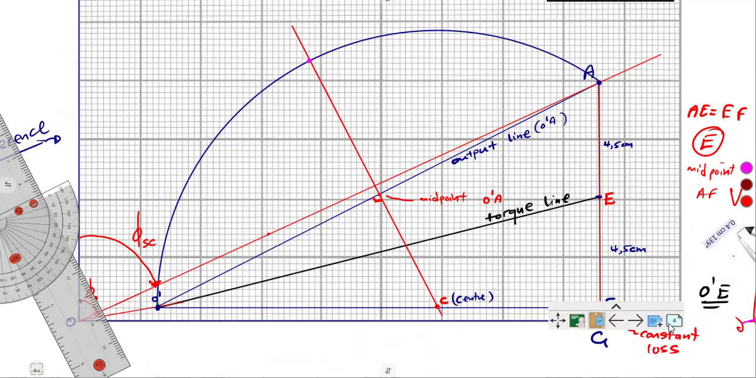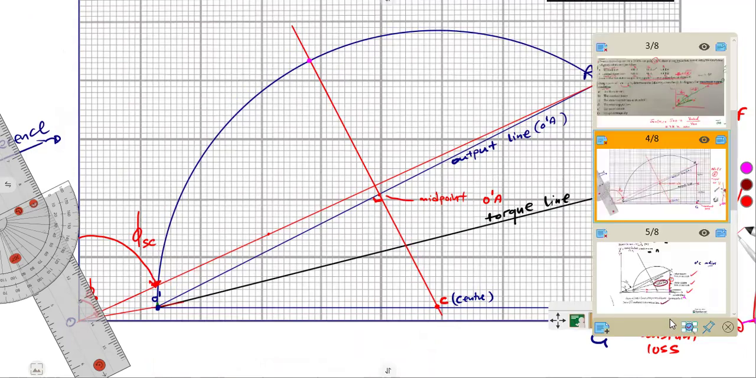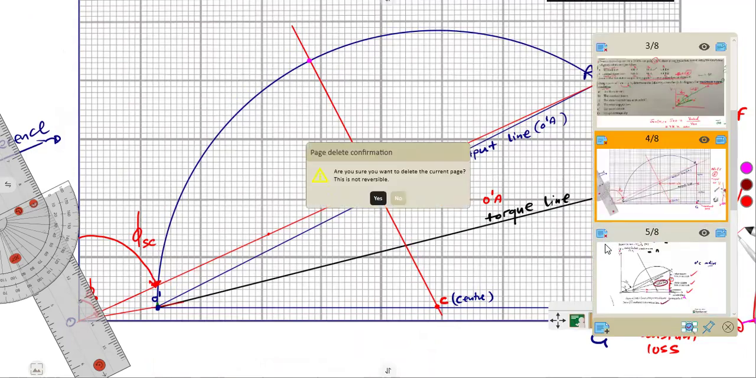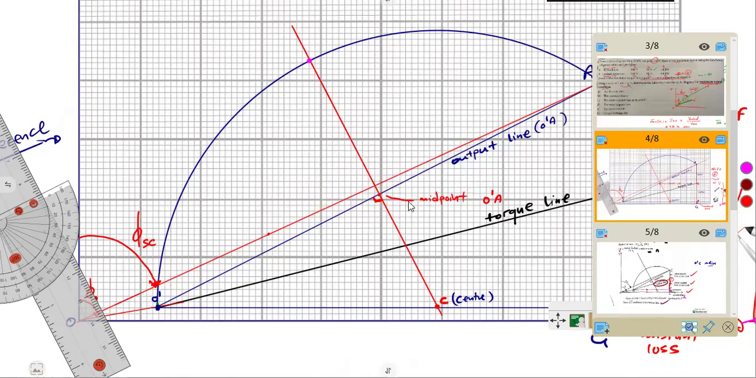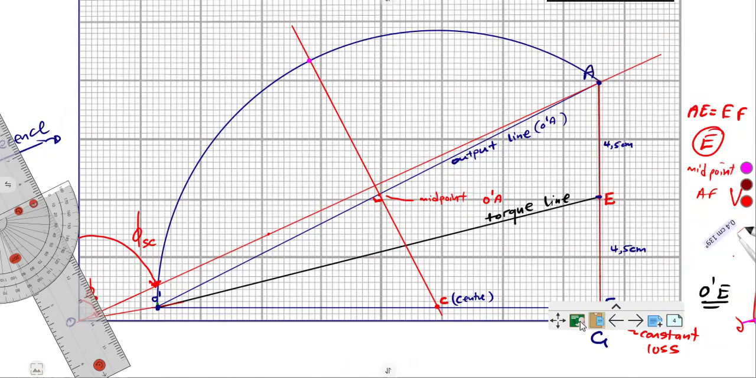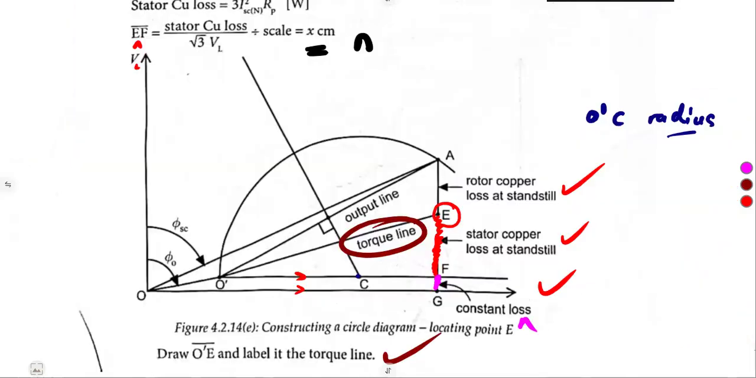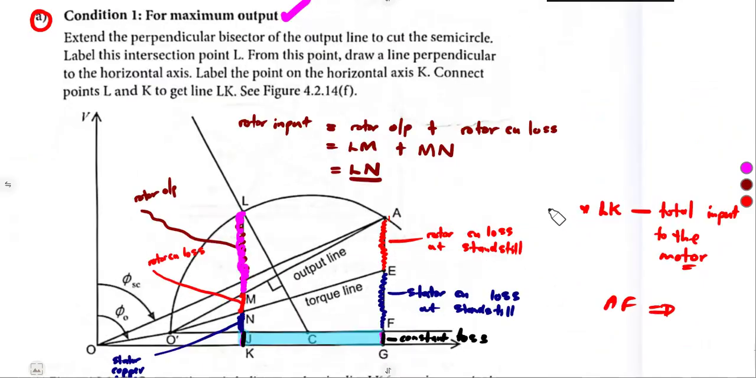Let me just remove one or two here. There's another part that I'm just gonna remove. All right, well, let me just leave it because it might affect us at the end of the day. Let's just leave it as it is. So you have extended that one.